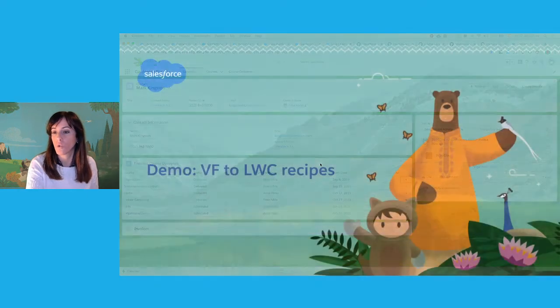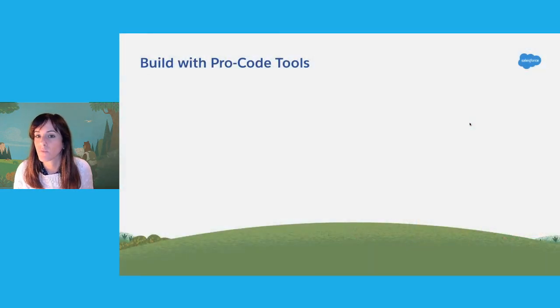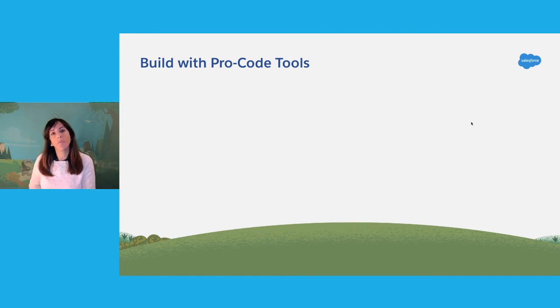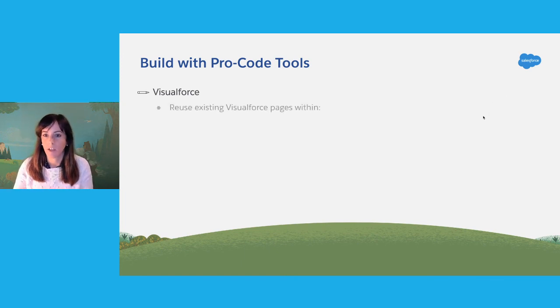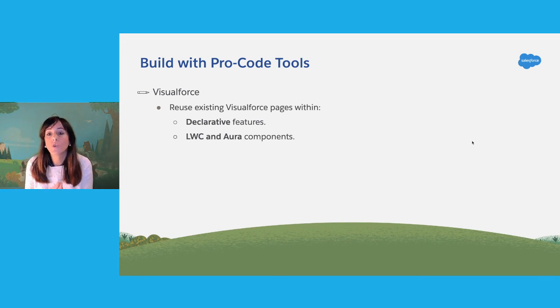Okay, so what else do we need to do? Well, I've talked about lightning web components. Lightning web components is our new programming framework that you all should already be learning, because this is the future for us. But if you have a strong necessity to keep using Visualforce, you can do that. Visualforce can be reused within all our low-code declarative features, as you can see. Visualforce can also be used together with lightning web components and Aura components.